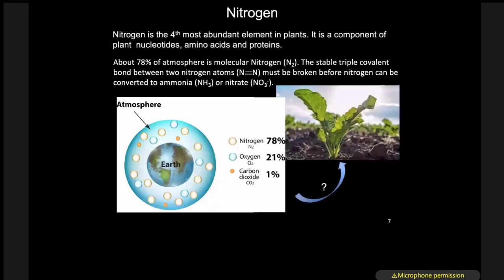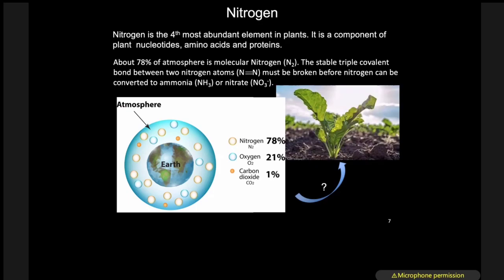So as I said before, nitrogen is the fourth most abundant element in plants. It is a component of nucleotides, amino acids, proteins, many things that you can think of actually require nitrogen. And one of the interesting things about nitrogen is that most of the atmosphere is actually molecular nitrogen. It forms a stable triple covalent bond between the two nitrogen atoms. And this bond is very, very strong, and it takes a lot of energy to break that bond.